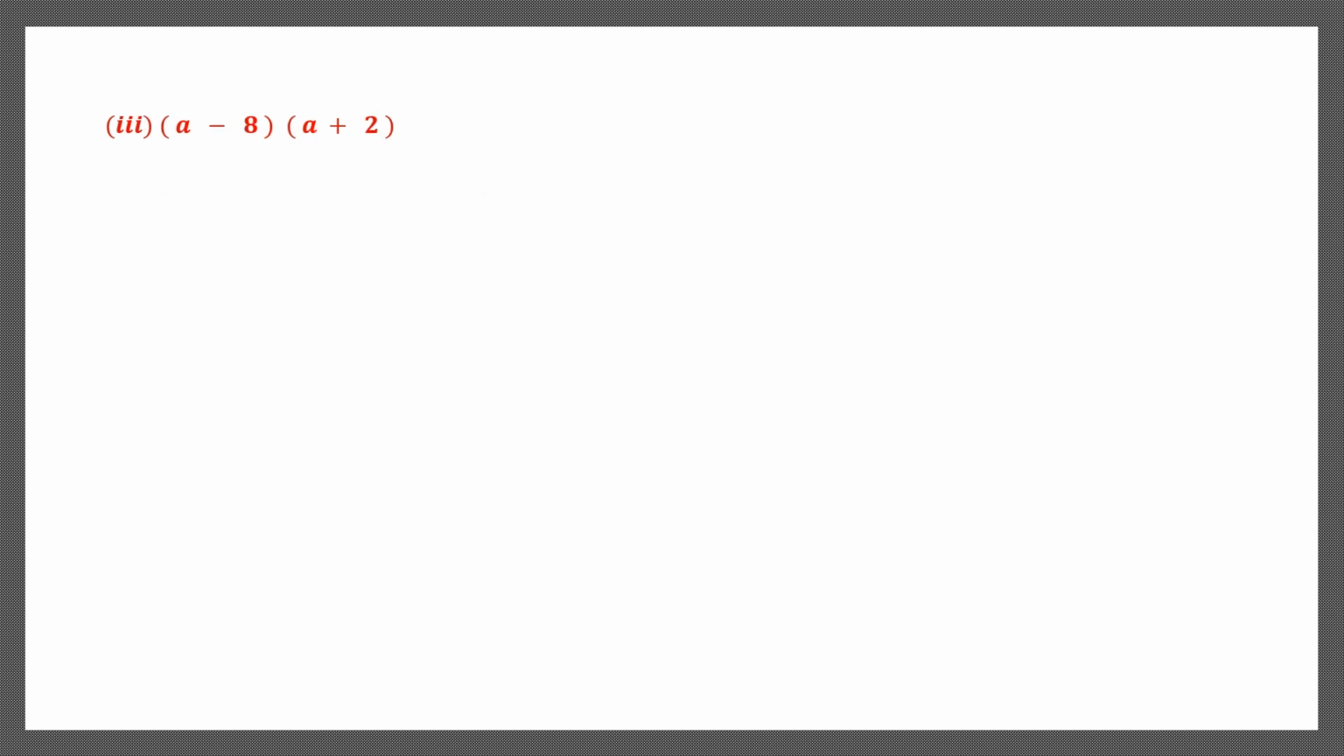Question 3, direct method. First step, multiply the first terms. So a into a. Now first write addition here. Second step, multiply the outer products there, first term and the last term there. So a into 2 plus multiply the inner products, minus 8 into a. Okay, so that is over. Then we have to multiply the last terms, that is minus 8 into 2.